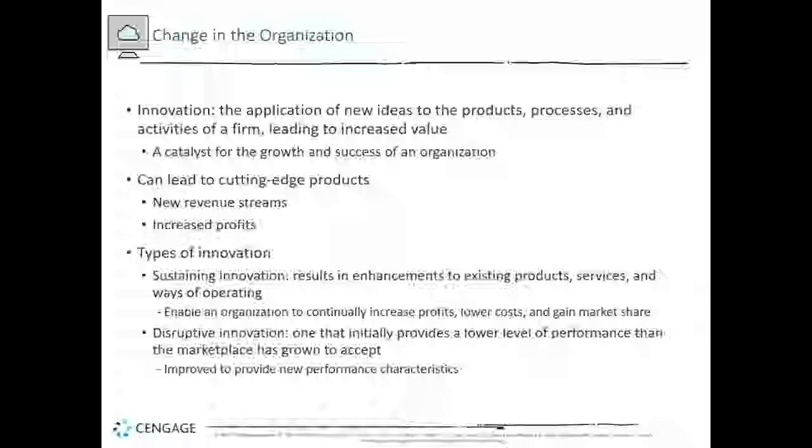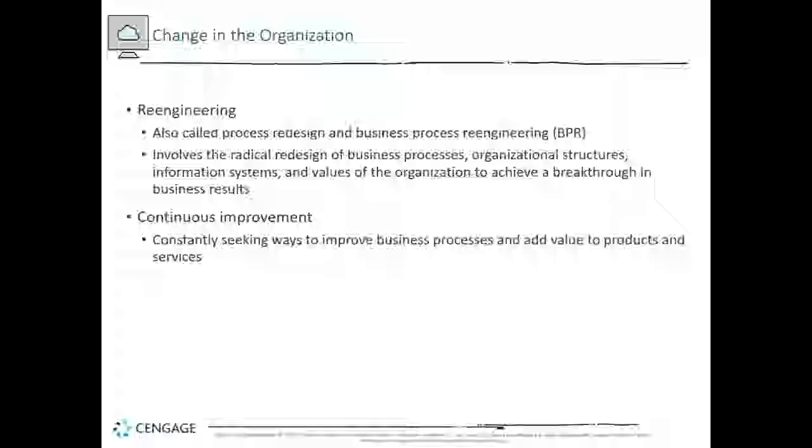Disruptive innovation is one that initially provides a low level of performance, but that matures and proves to provide new performance characteristics.